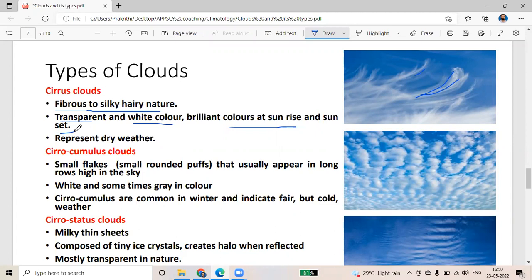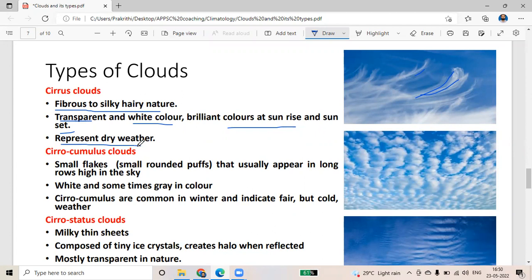So through this, if we look at these cirrus clouds, it will be very beautiful. इसमें brilliant colors आ जाएगा. इसका ट्रांसपेरेंसी के वजह से, even though its actual color is white and transparent है, it is transparent also, वो पीछे का जो sky का color है that is also visible. That is why it is written it has brilliant colors at sunrise and sunset. Then it represents a dry weather.